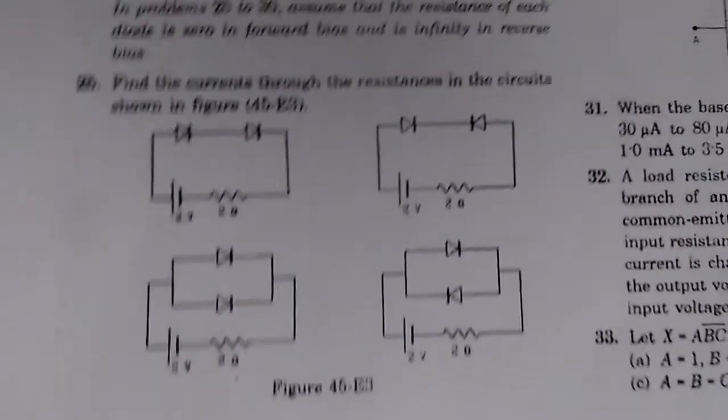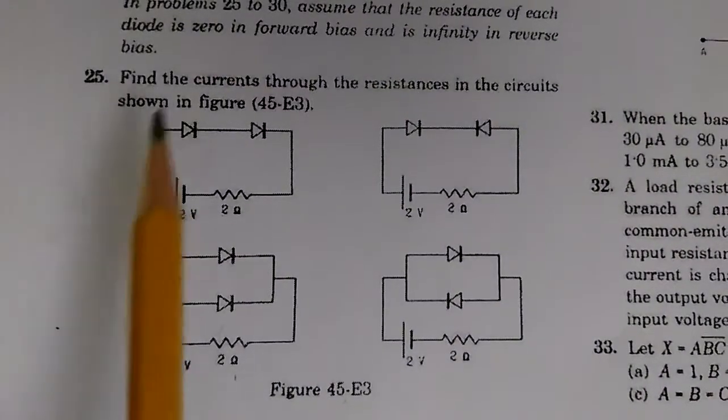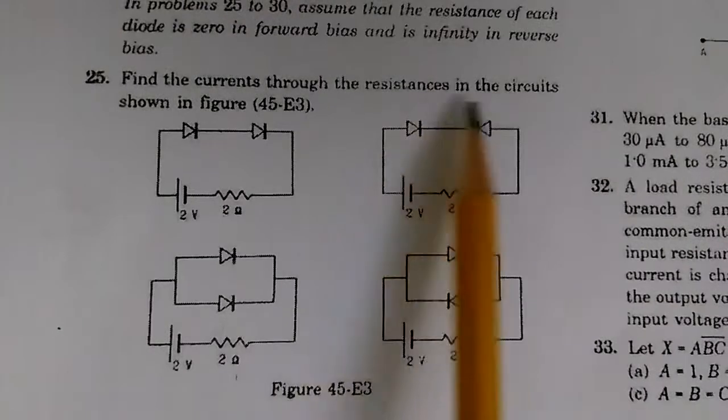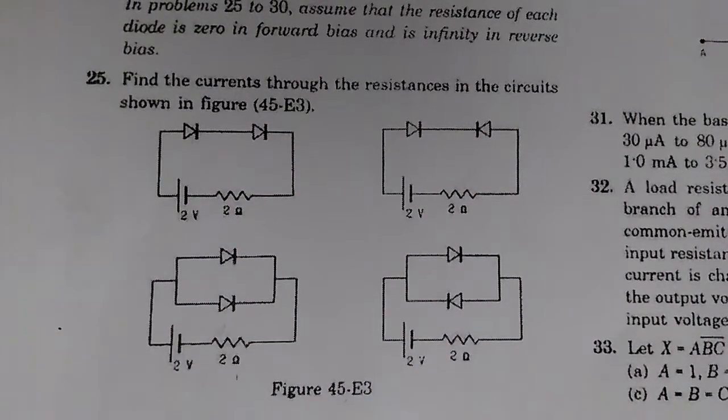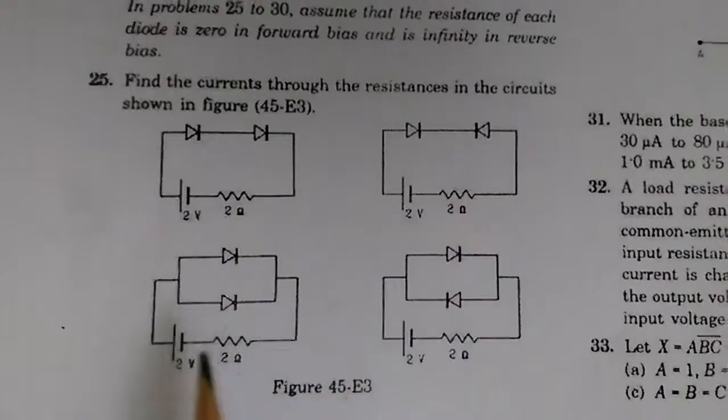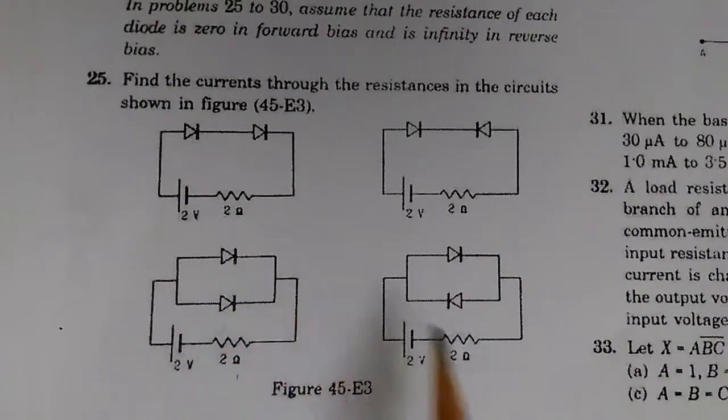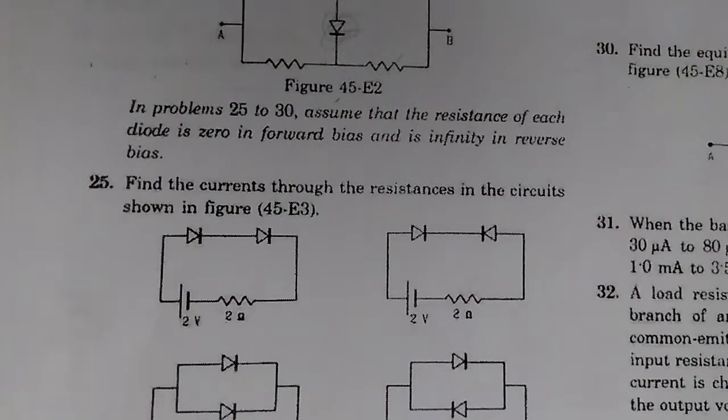In question number 25, let's see that. Find the currents through the resistances in the circuits shown in the figure 45E3. These are the resistances and we need to find out the current flowing in these resistances. Before we do that, we should also read this.